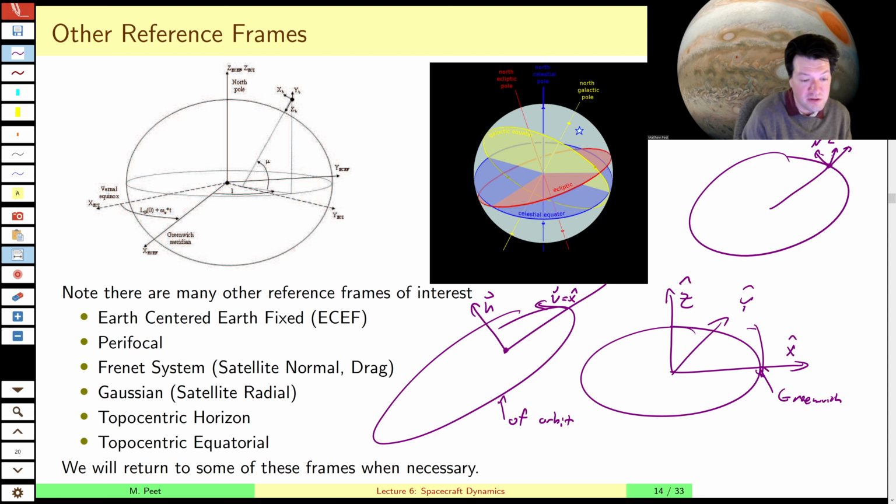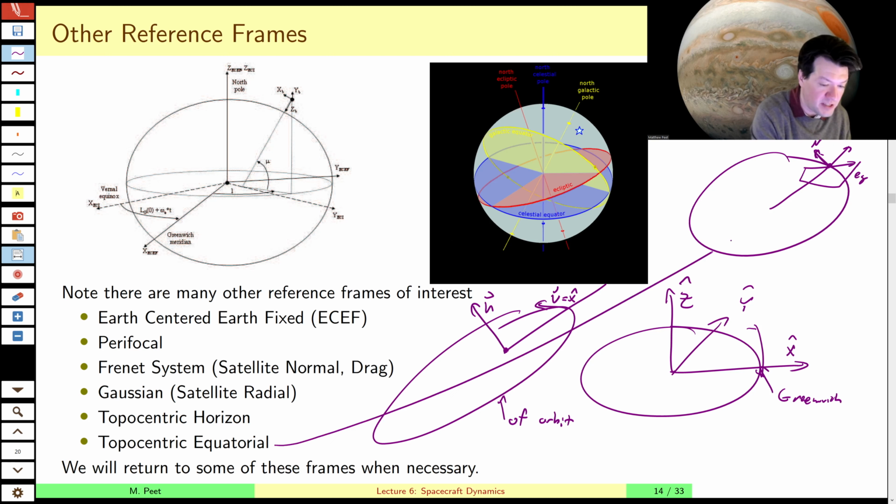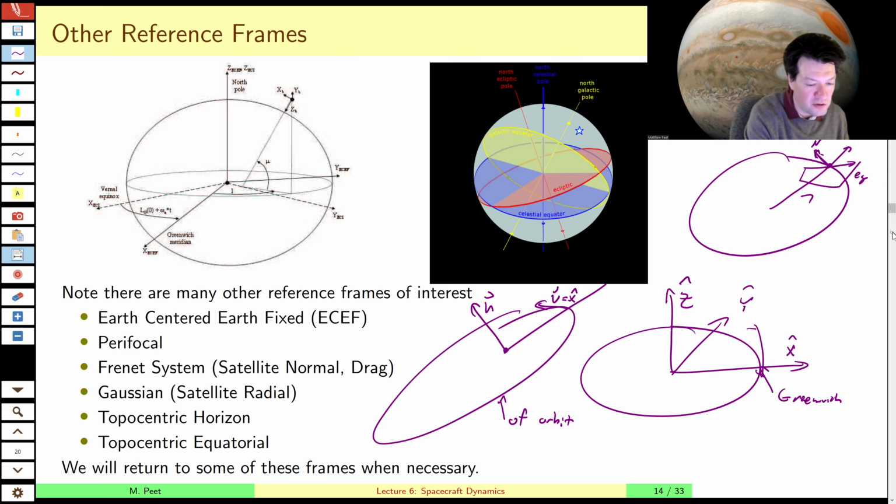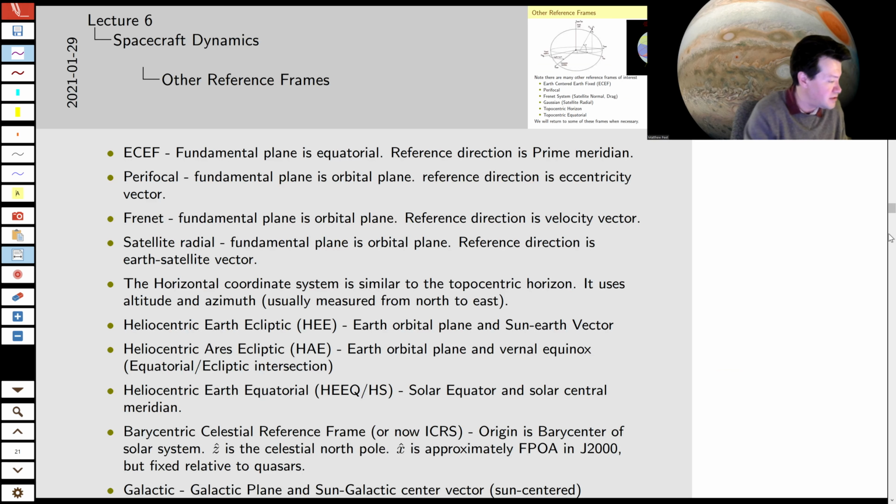Topocentric equatorial modifies this one a little bit to make the equatorial plane the fundamental plane, and then north also is the vector. So equatorial plane, and then north. I'm confusing these a little bit. So that's the topocentric equatorial. I've got a whole list of them here on the next one. We did this one, did this one, did this one.